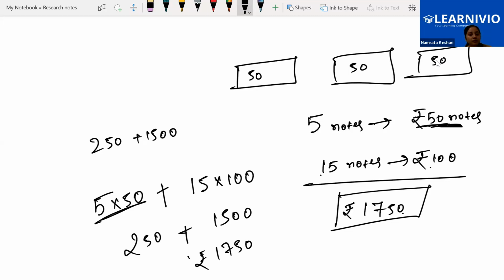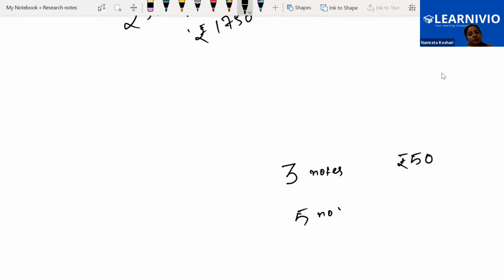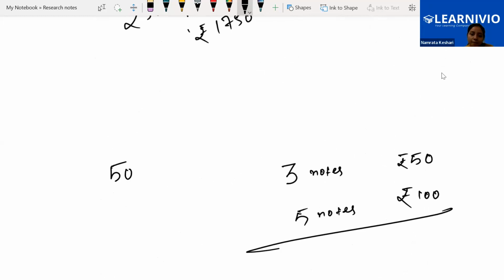Yes, ma'am, can you hear me now? Yes. I am explaining that suppose you are having three notes of rupees 50 and 5 notes of rupees 100. Then what total amount are we having? 150 plus 500. So 650.